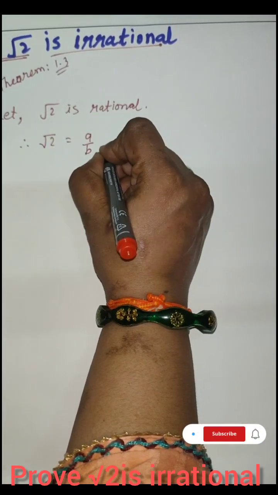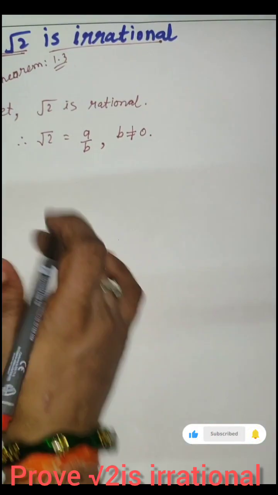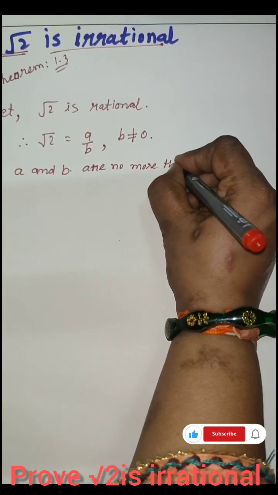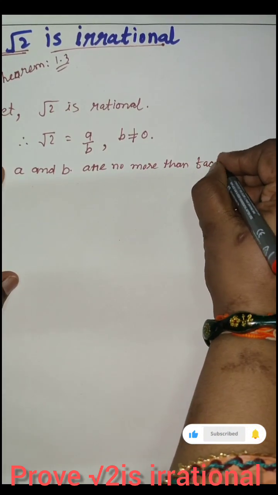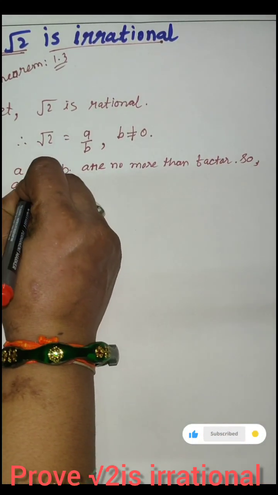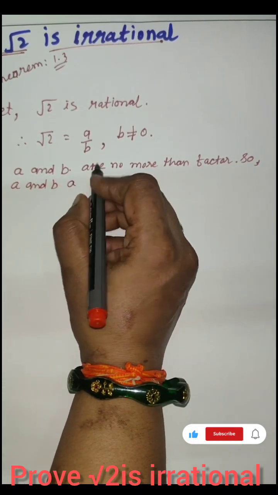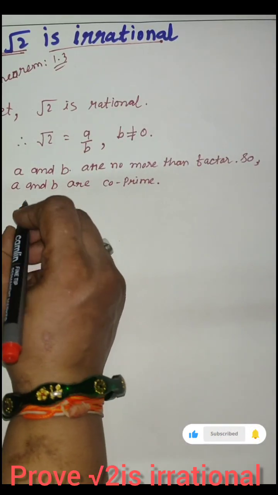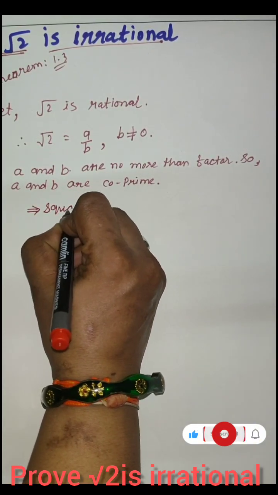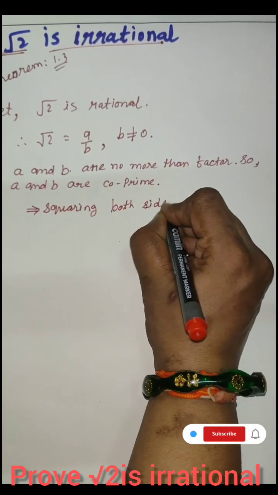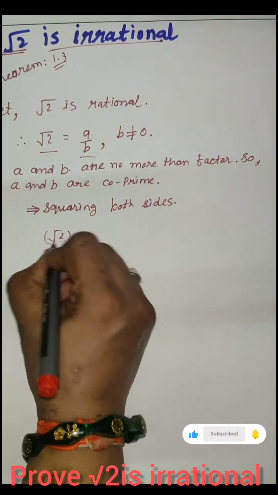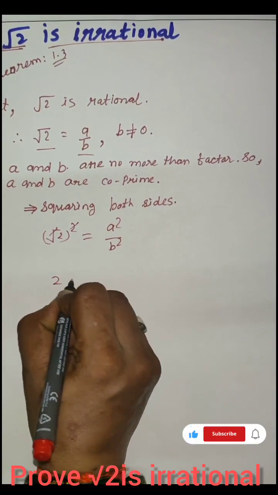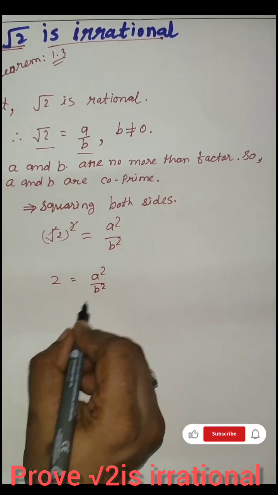Otherwise root 2 is equal to a upon b, and b is not 0. A and b have no common factor, so a and b are coprime. Okay, now that's coprime. So both sides squaring: root 2 whole square is equal to a square upon b square. So cut the root and square: 2 is equal to a square upon b square.